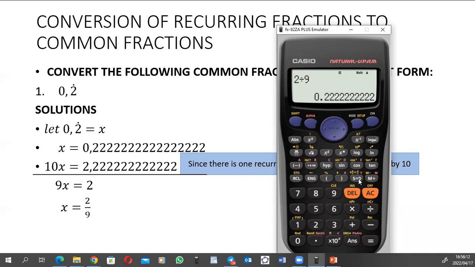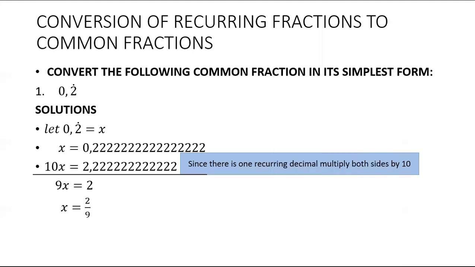So 0,222 as a fraction, it will be 2 over 9. Just to make sure that you guys understand it, I'll put it again into my calculator. We good? I hope we are. Let's move on.